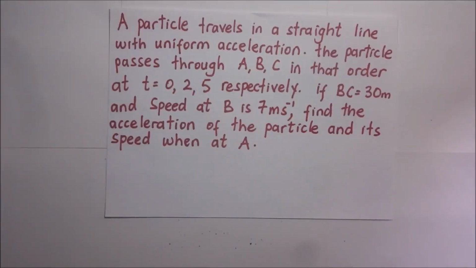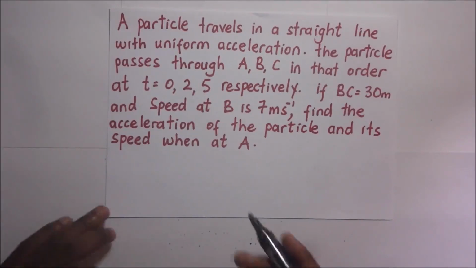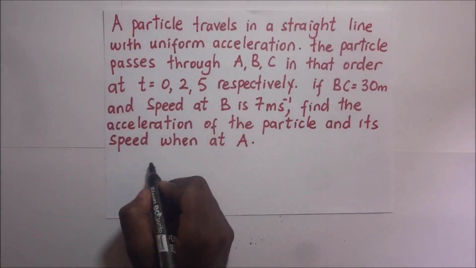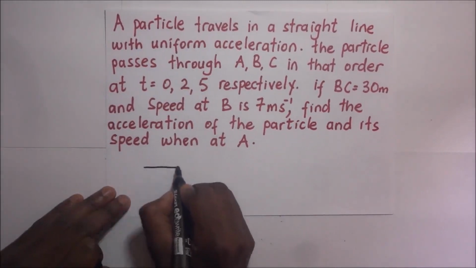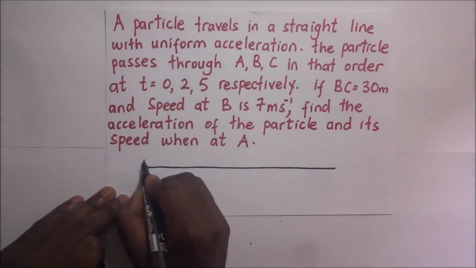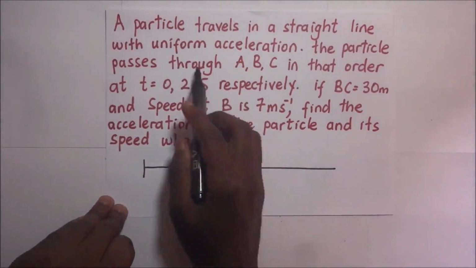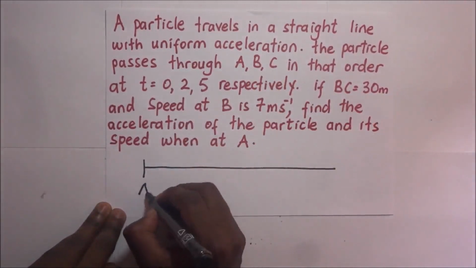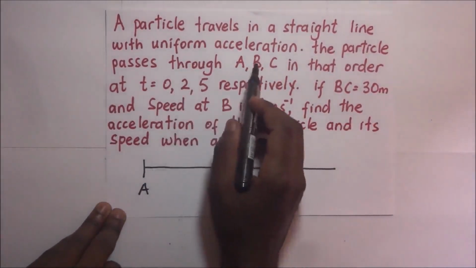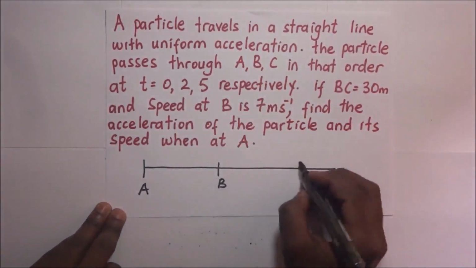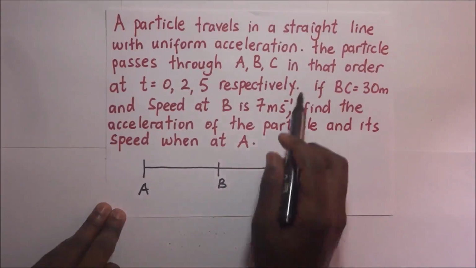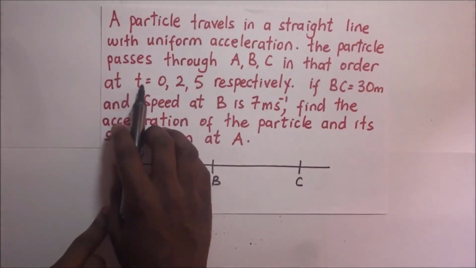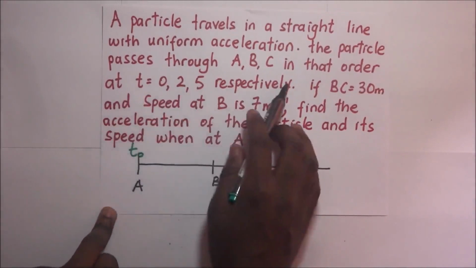Summarize it diagrammatically. A particle travels in a straight line with uniform acceleration. The catchword there is uniform acceleration, so you know that you're going to apply the uniform acceleration formula. The particle passes through points A, let's call this point A, point B, and then point C, in that order, at time t equal to 0, 2, and 5 respectively.